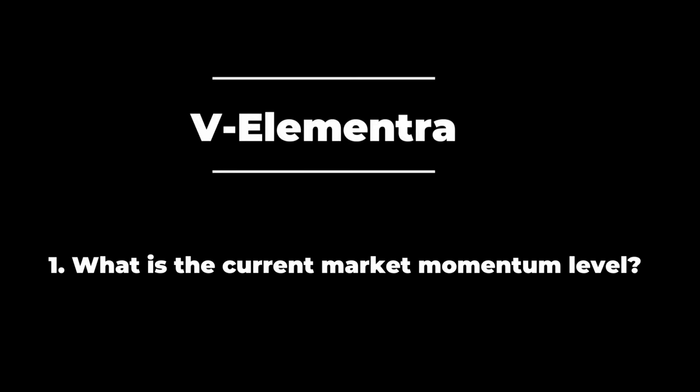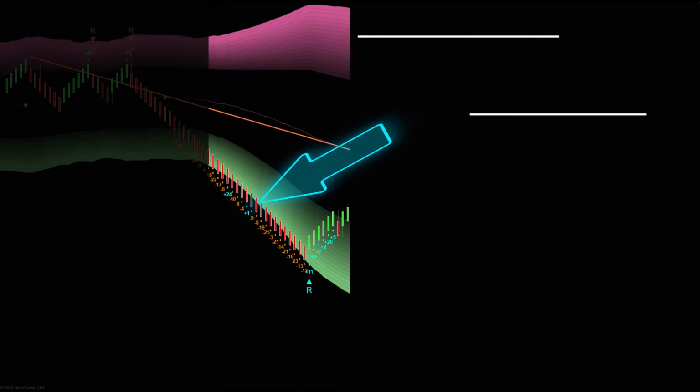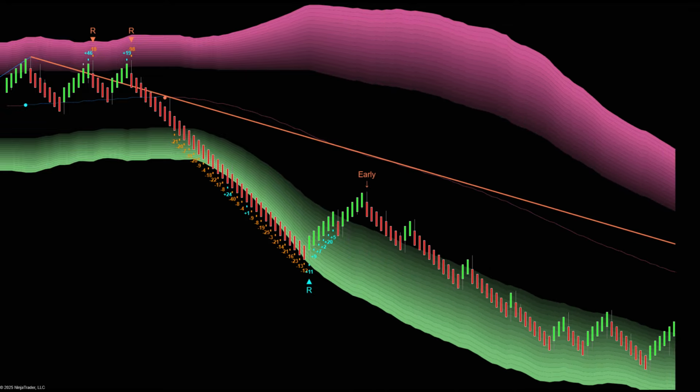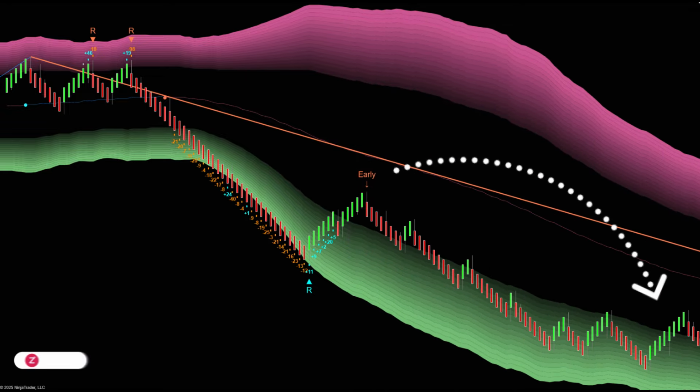1. What is the current market momentum level? When the market makes a strong upward or downward move breaking out of the cloud, do you consider that to be the strongest momentum phase? In reality, nothing is ever certain, but V-Elementra helps you identify the true strength behind that move.